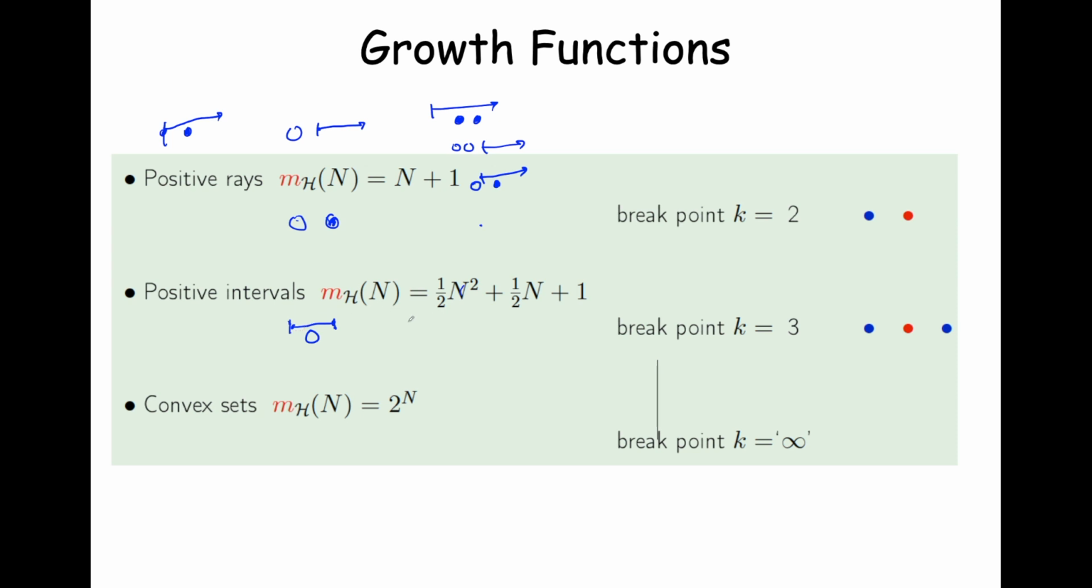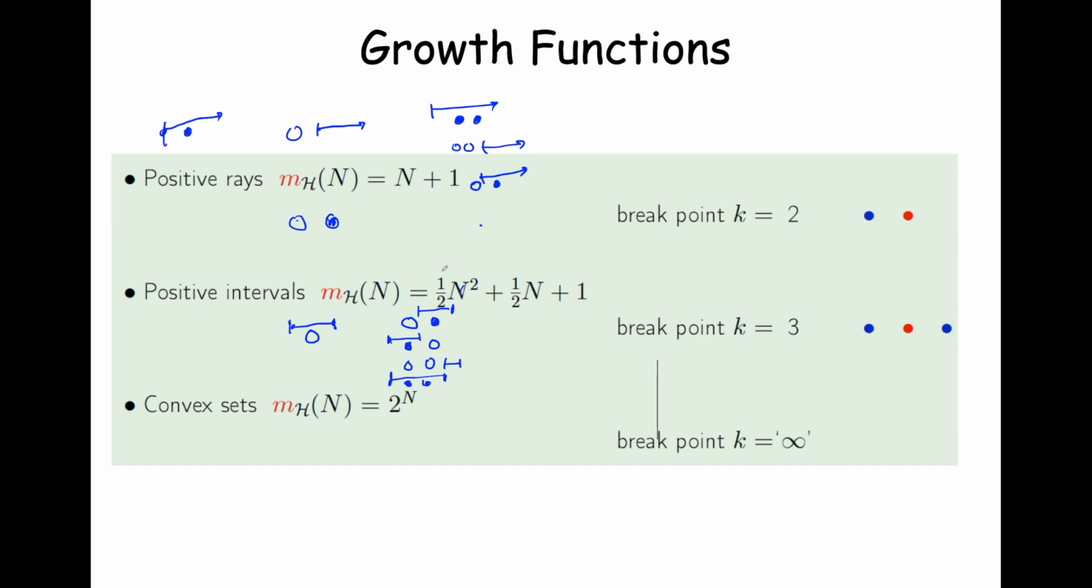For k equals 2, what can we have? We can have red followed by blue. We can have blue and then red. We can have red, red. We can have blue, blue. And if we want red, blue, we straddle the one we want to be blue. We can straddle none of them to make them all red. We can straddle both of them to make them blue. So we can produce all 4 dichotomies when we have a data set of size 2. The positive intervals can produce all 4 dichotomies.